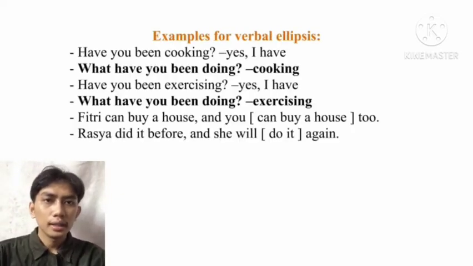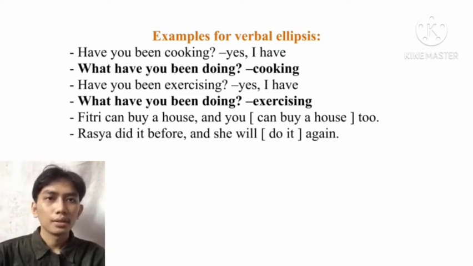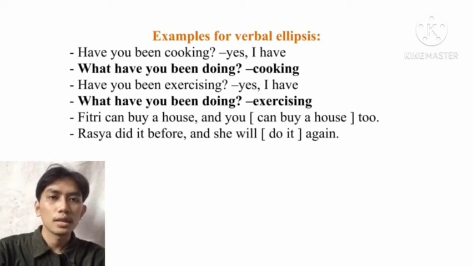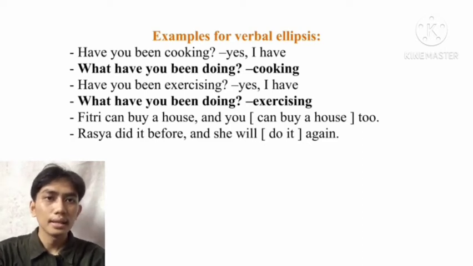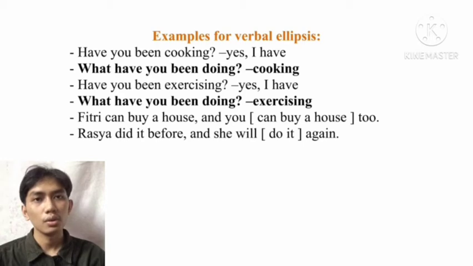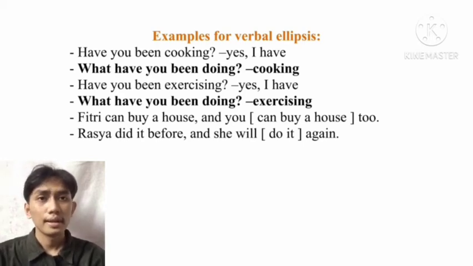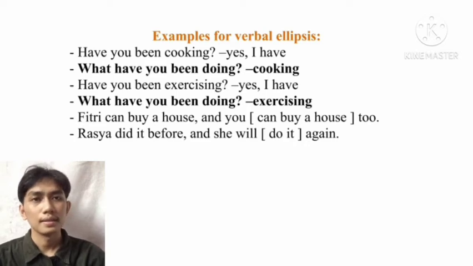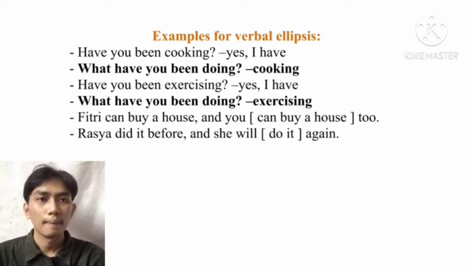Okay, these are the examples for verbal ellipsis. Have you been cooking? Yes, I have. What have you been doing? Cooking. Have you been exercising? Yes, I have. What have you been doing? Exercising. Fitri can buy a house, and you too. Rasya did it before, and she will again, and so on.